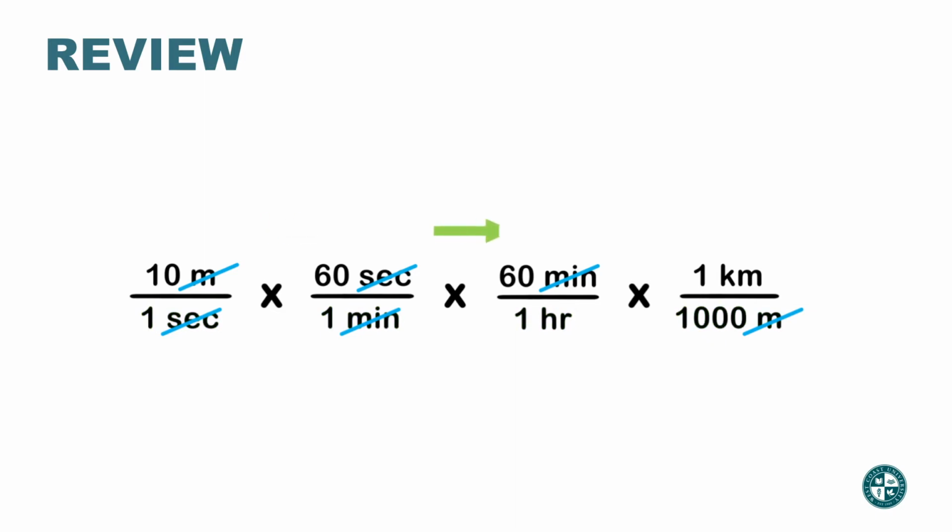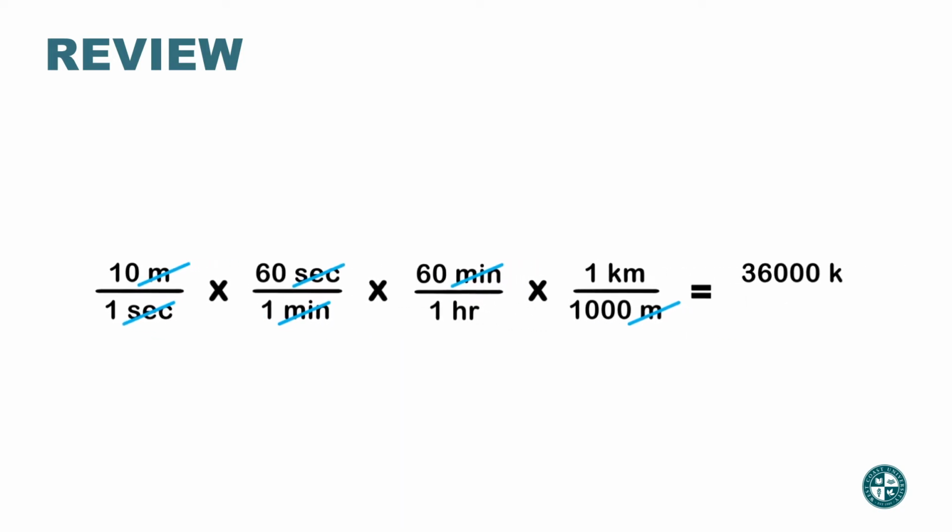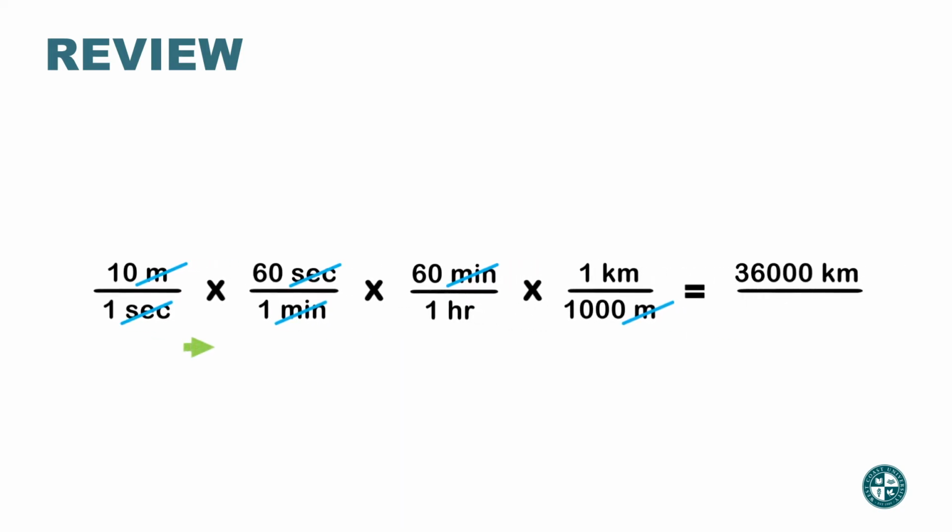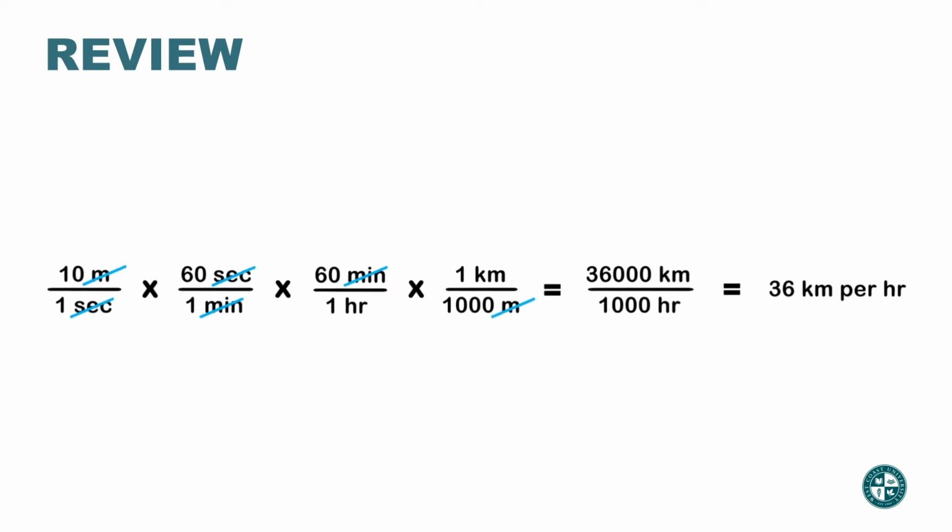10 times 60 times 60 times 1 kilometer is going to be 36,000 kilometers. 1 times 1 times 1 hour times 1,000 is 1,000 hours. And last, you're going to simplify your answer using your calculator. Divide 36,000 divided by 1,000. And you're going to get 36, but 36 what? Kilometers per hour.